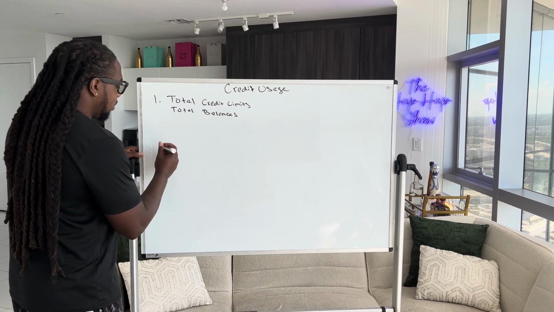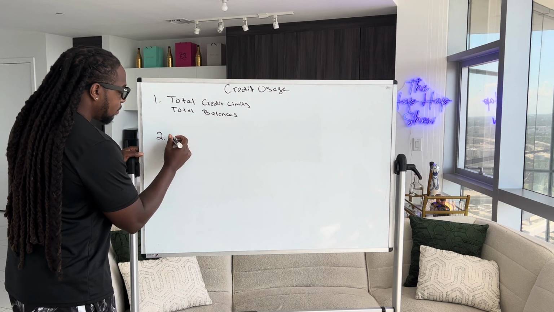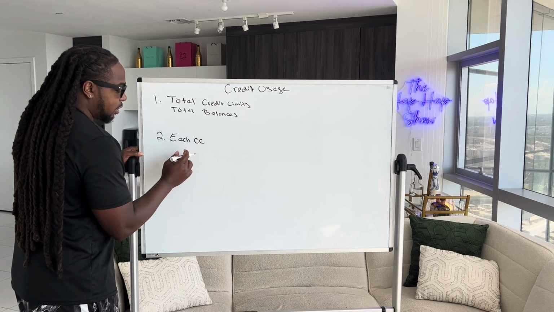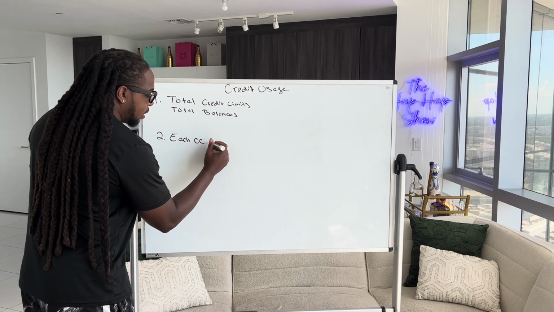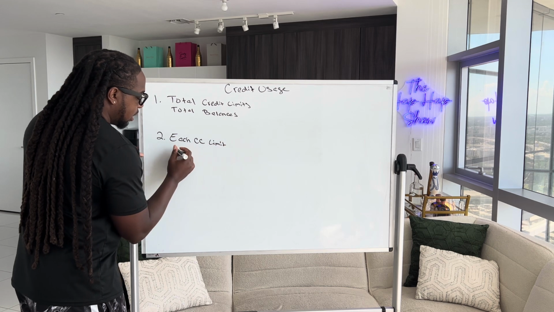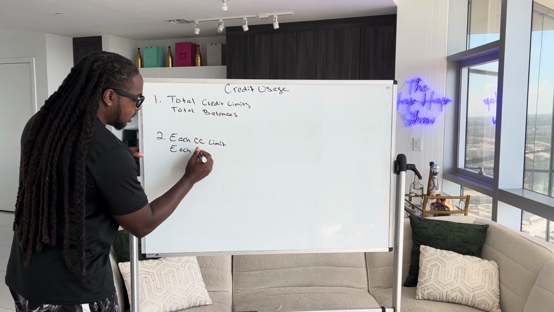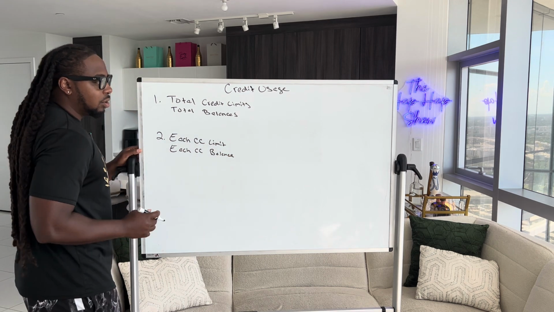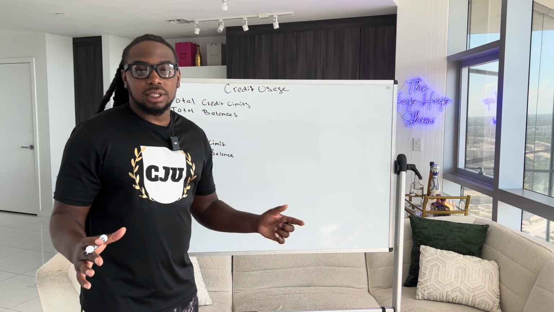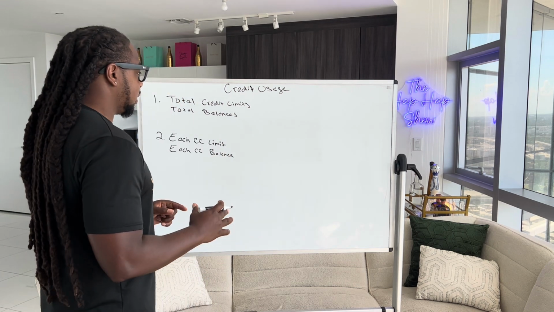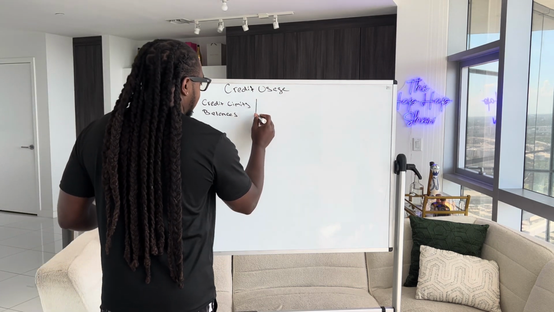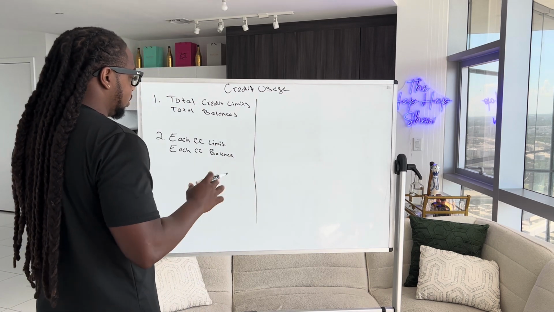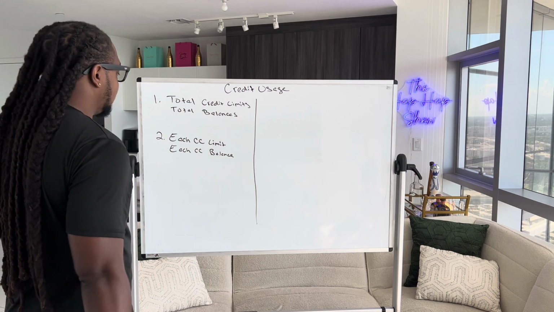Then you're gonna have number two, each credit card limit, and then each credit card balance, okay? So you need to be able to read both of them so you can get a really good understanding of your credit profile, all right? So again, when you log into Experian, you're gonna see that big circle that's gonna show them both. But let me break down how this is gonna look.